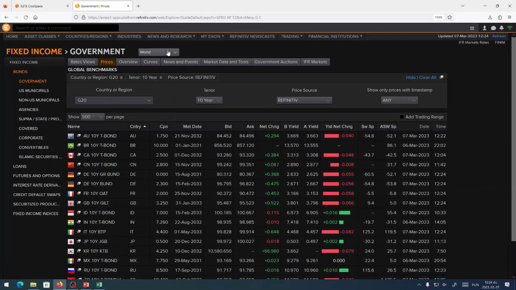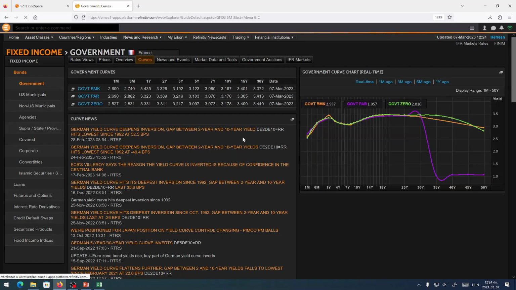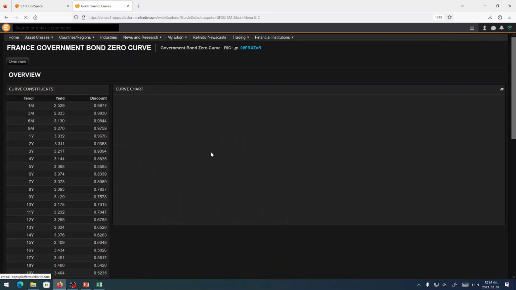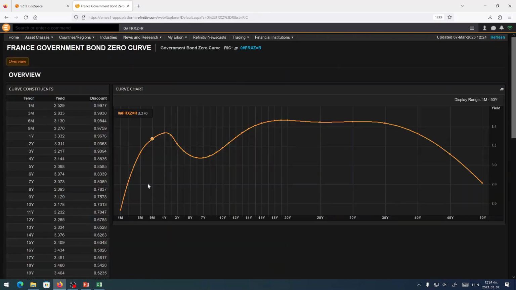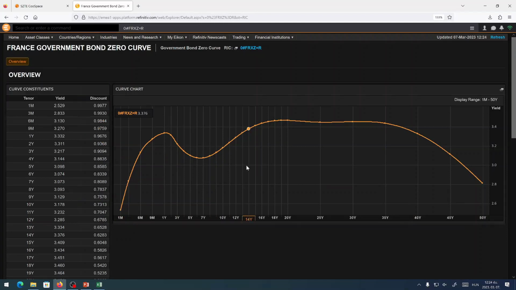Zooming in a bit, and France, and currencies. Okay, in this case I'm using zero rates or zero bond rates, because in this case all the underlying interests are combined into the yield curve. So as you can see, this is the main problem.